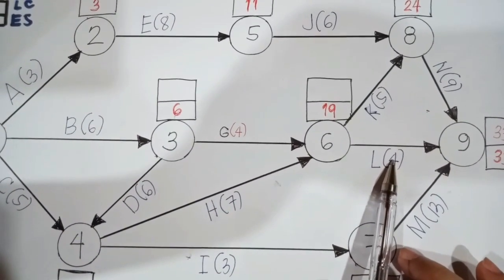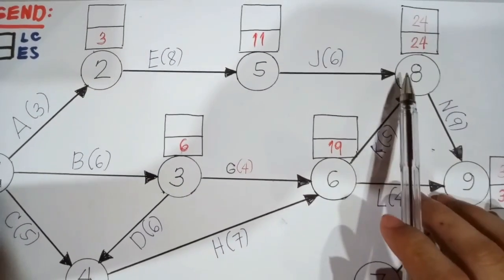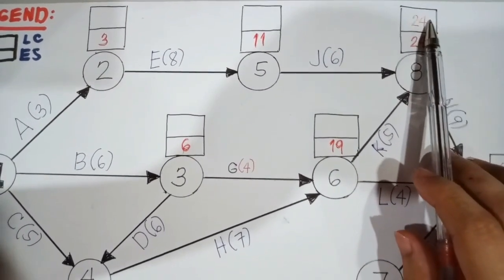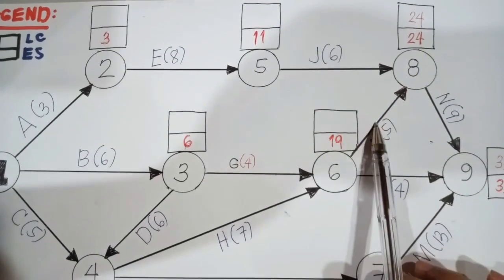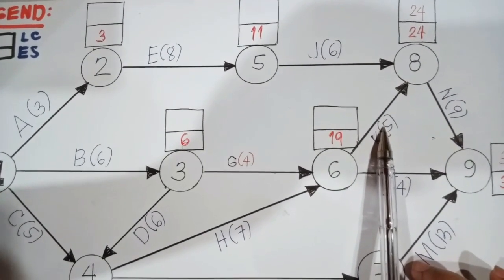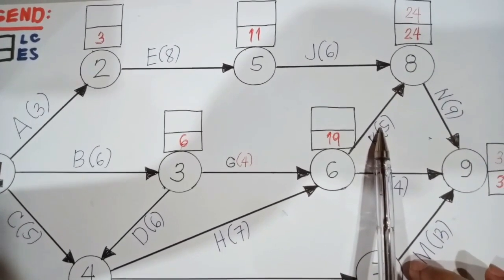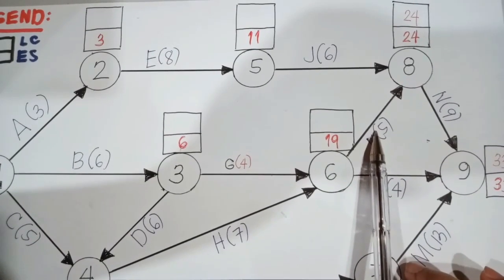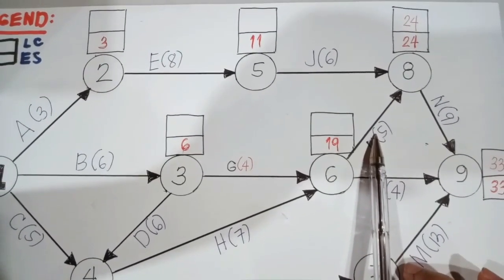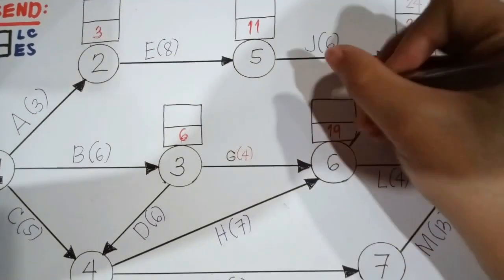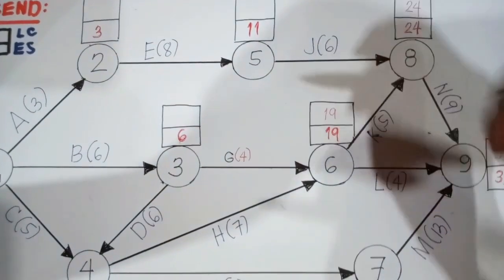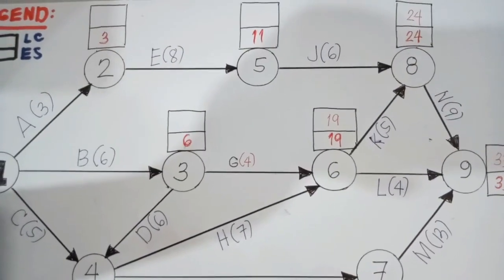And for node number 8, you have their 24 latest completion time minus the duration of 5, which is 19. So which is the minimum value? 19 or 29? So 19 is the minimum value. And so for that matter, 19 will be our latest completion time for node number 6.